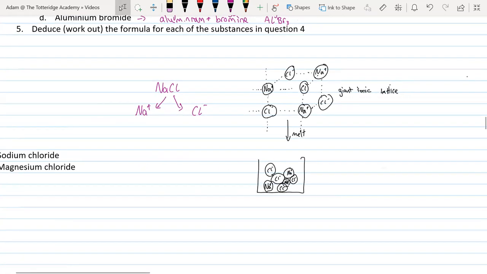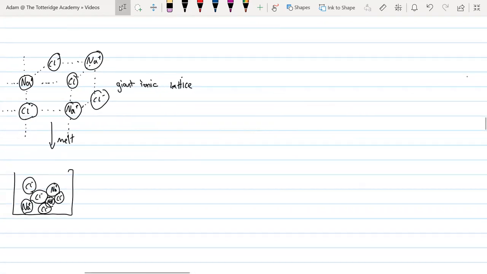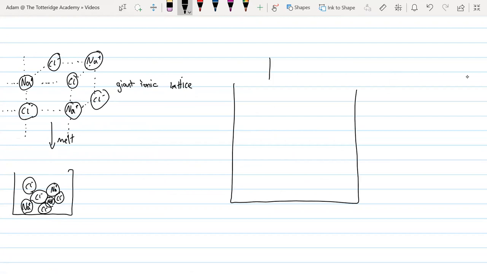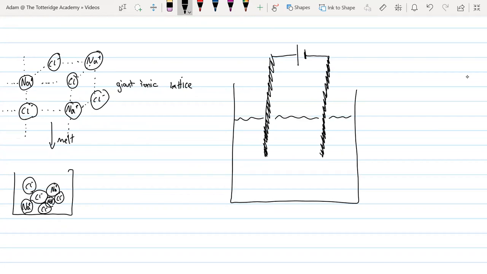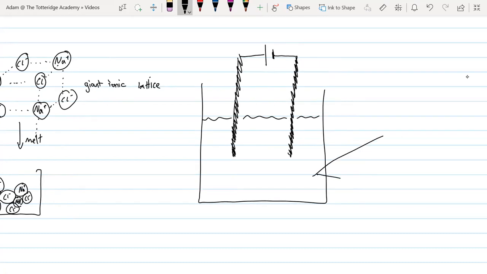Now, what that means is that when I do electrolysis, let's just take that and apply it to electrolysis. I've got my big beaker with my electrode like this, and my electrode like that, and my power supply like this. I've got this liquid, but if I were to zoom in on that liquid, what I would see are these Na+ and Cl- ions all moving and flowing around quite freely and easily.